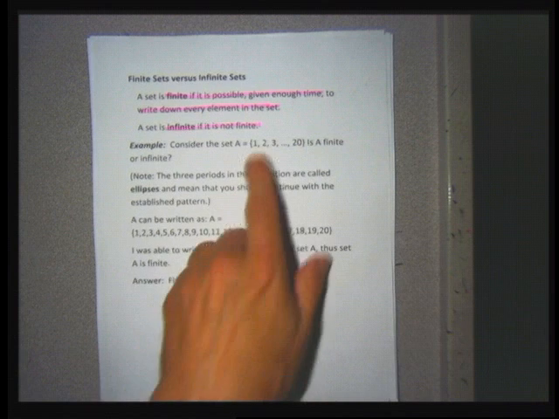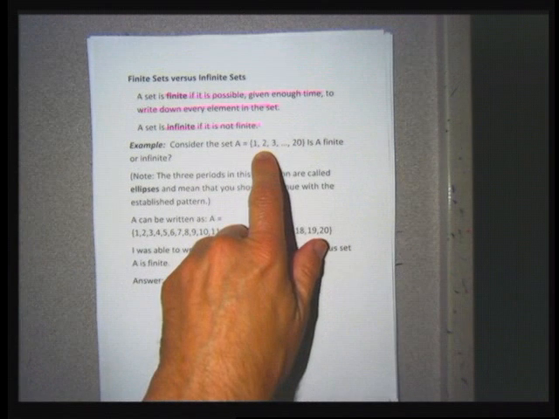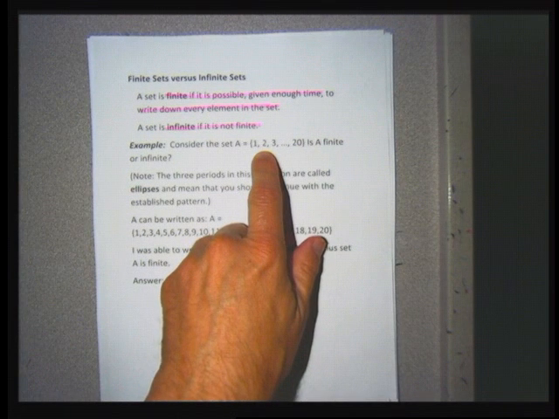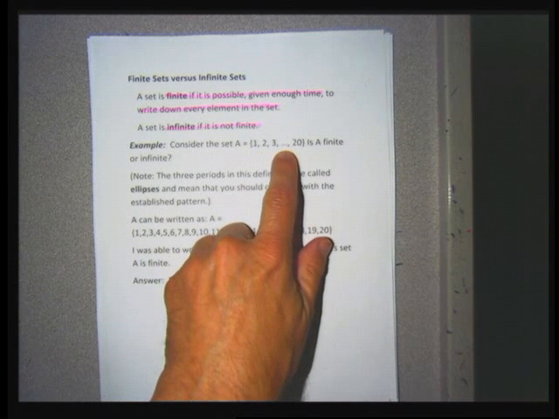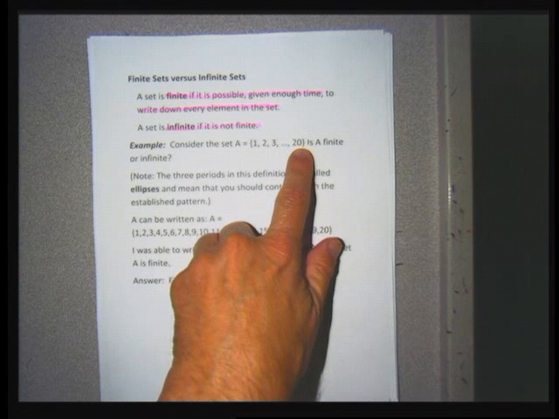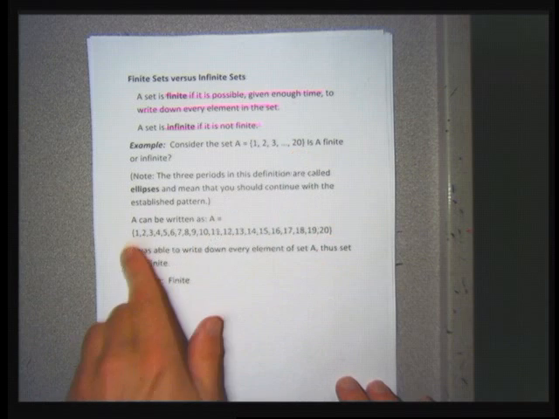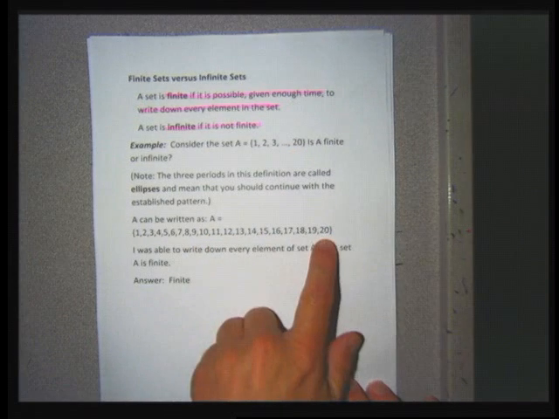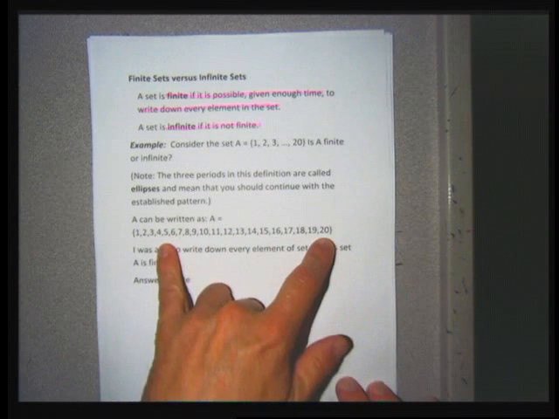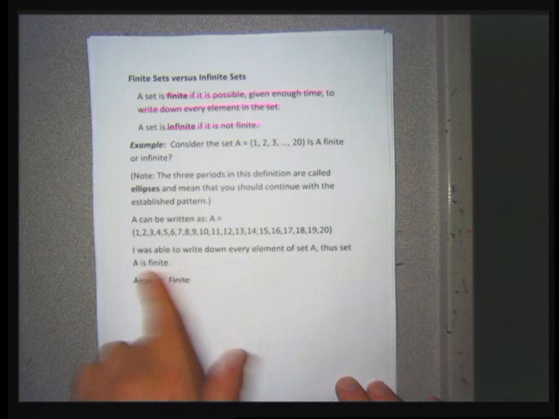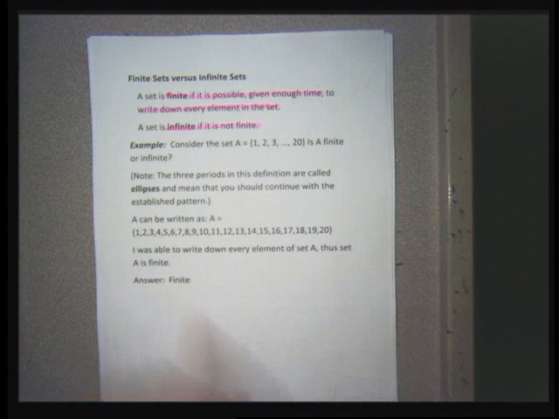So if I gave this set, if I asked you if this set is infinite or finite, is it possible to write down all the elements? Well, these 3 dots means the pattern continues, but the pattern continues and it stops at 20. So A consists of the integers 1 through 20. And it only has 20 elements in it. So I can write down every element of A, so A is a finite set.